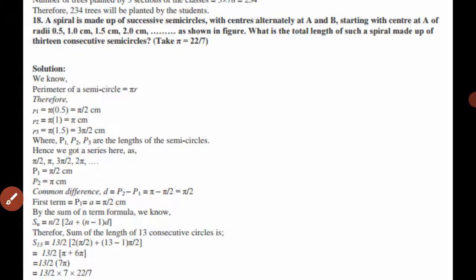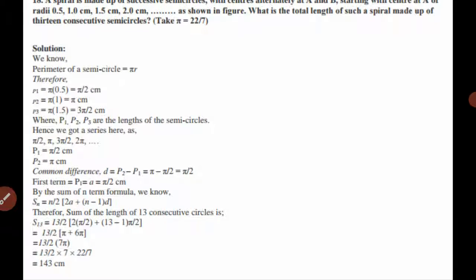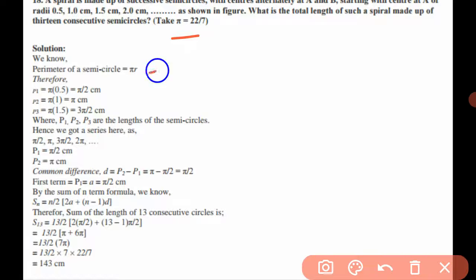Now after this, question number 18. A spiral is made up of successive semicircles with centers alternating at A and B, starting with center A, of radii 0.5, 1, 1.5, 2 and so on. We have to find the total length of such a spiral made up of 13 consecutive semicircles. Here the perimeter of a semicircle will be pi r. So P1 equals pi into 0.5, that is pi upon 2. Similarly P2 will be equal to pi.